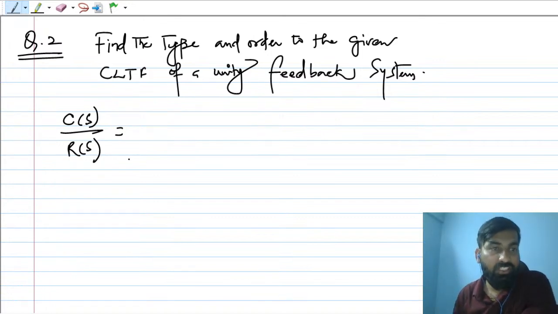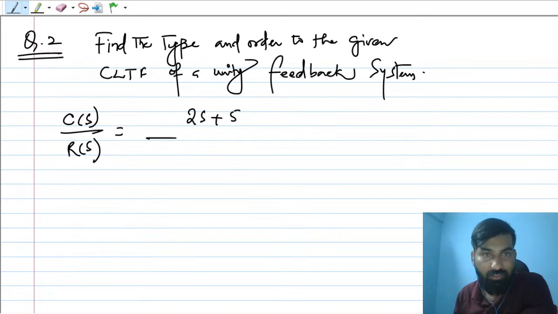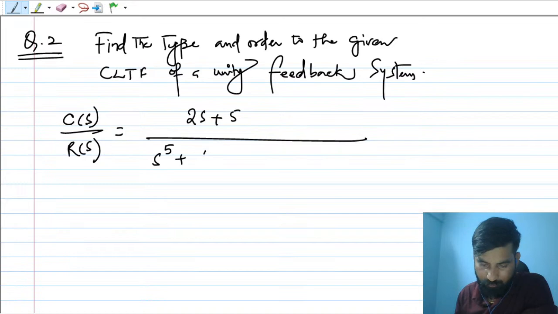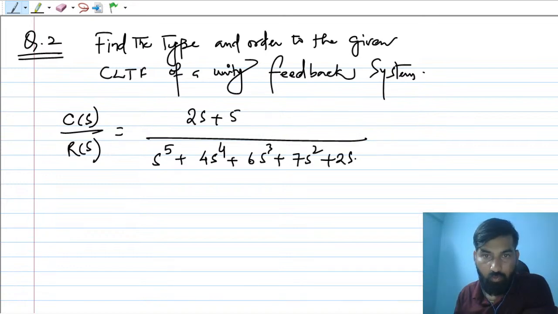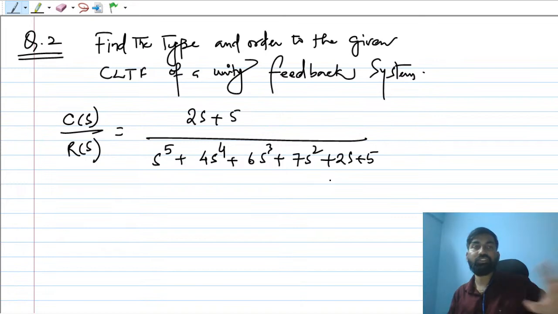Perfect. So C(s)/R(s) is going to be what? C(s)/R(s) is (2s + 5)/(s^5 + 4s^4 + 6s^3 + 7s^2 + 2s + 5). Okay, this is given in the exam. This is a caution I am telling you.